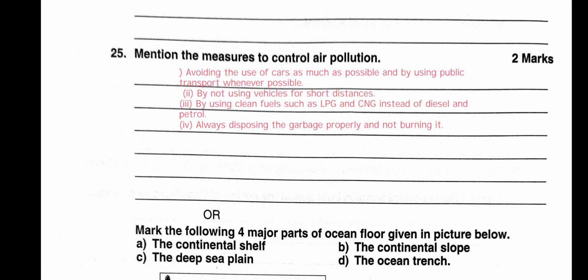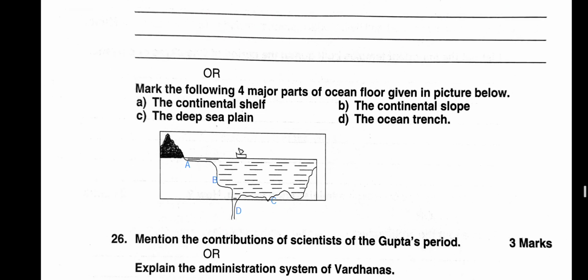Mention the measures to control air pollution. Avoiding the use of cars as much as possible and using public transport whenever possible. By not using vehicles for short distances. By using clean fuels such as LPG and CNG instead of diesel and petrol, the fossil fuels. Always disposing of the garbage properly and not burning it.